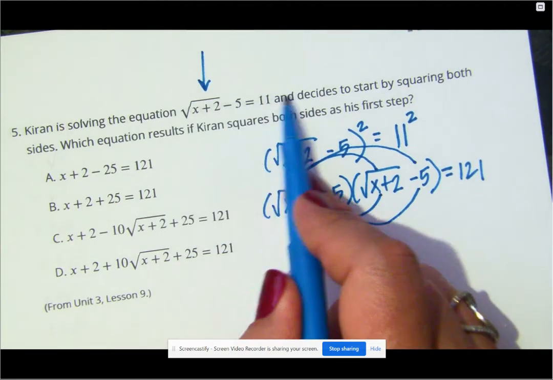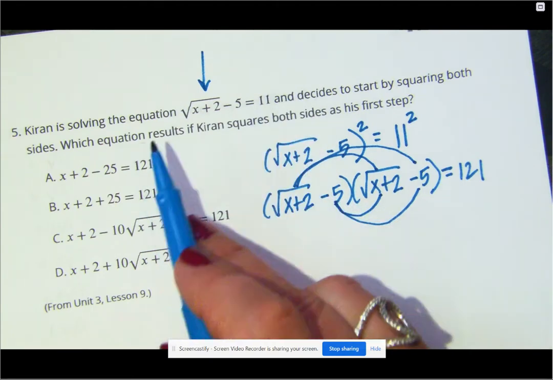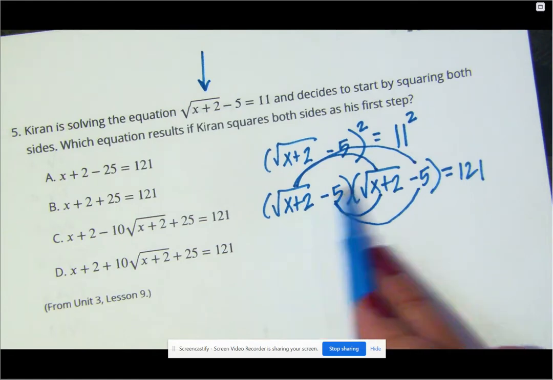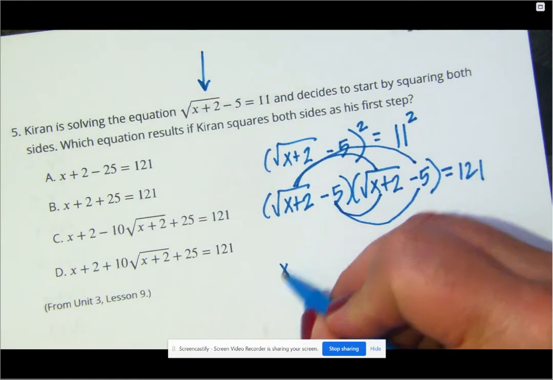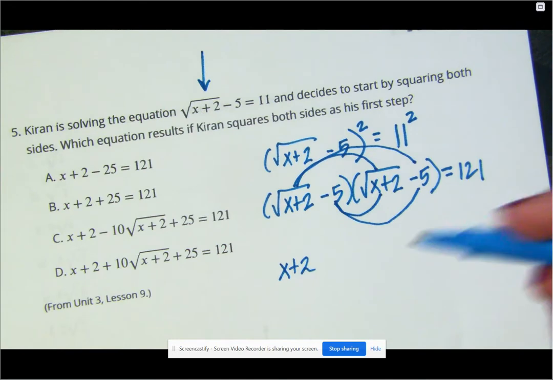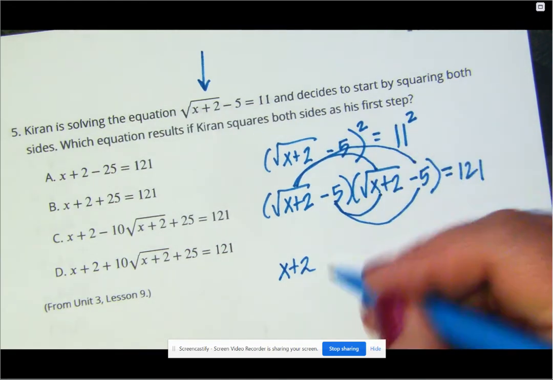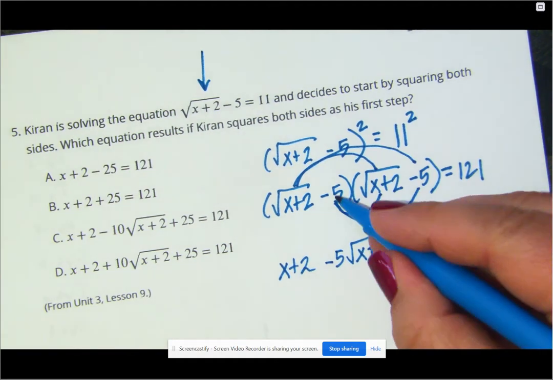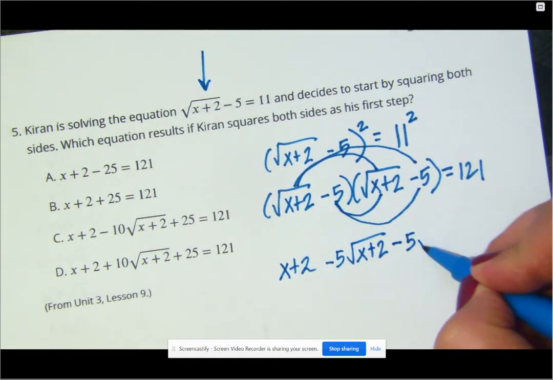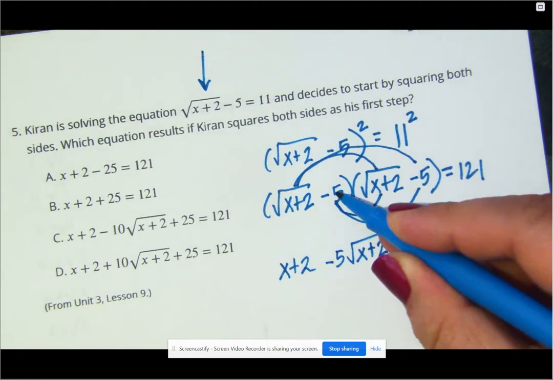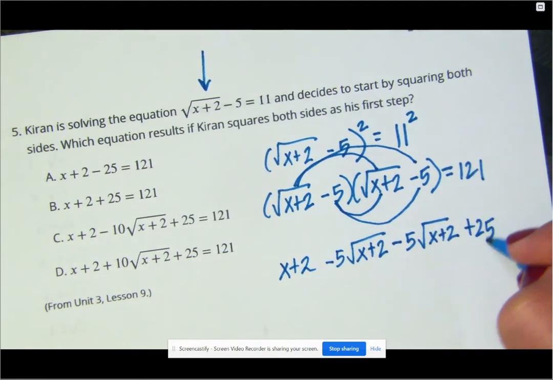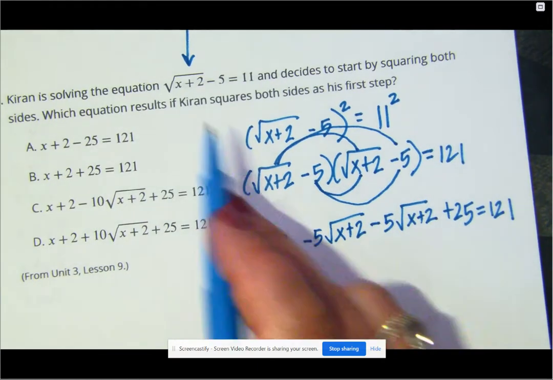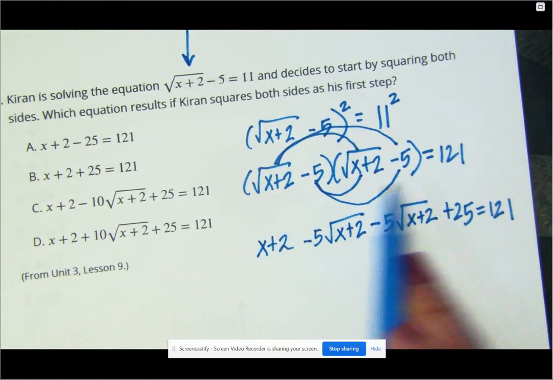That's why adding 5 over there is way quicker. Then you can square it and you don't have this big problem. So look, if you take a radical times itself, it's just going to spit out what's inside there, x plus 2. Then I have negative 5 square roots of x plus 2. I have another negative 5 square roots of x plus 2. And then finally, I have a positive 25. Hopefully you're realizing that that is why we teach you to get this alone first. See how much work this is?